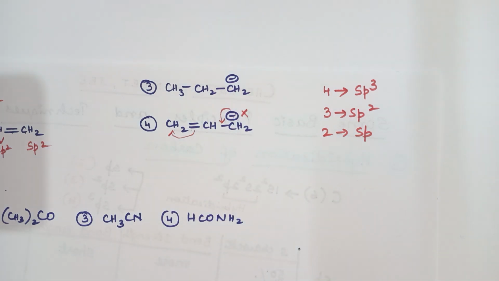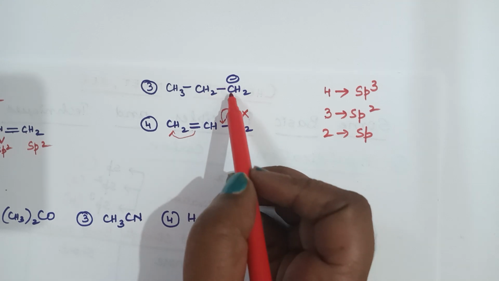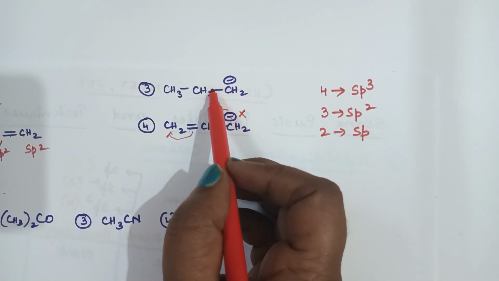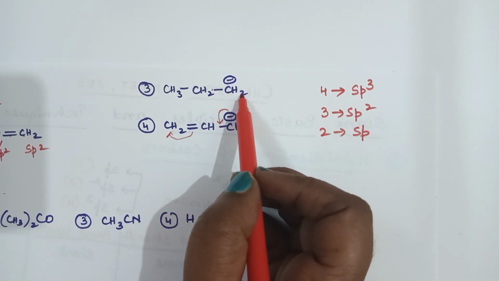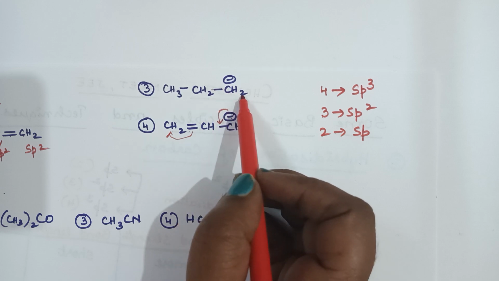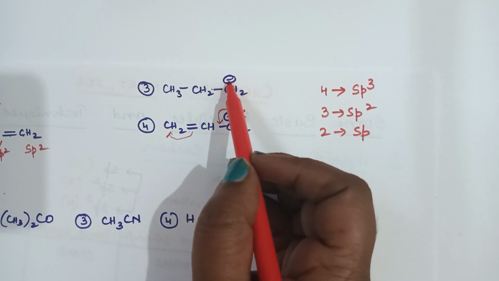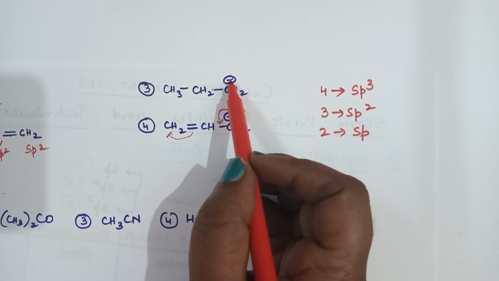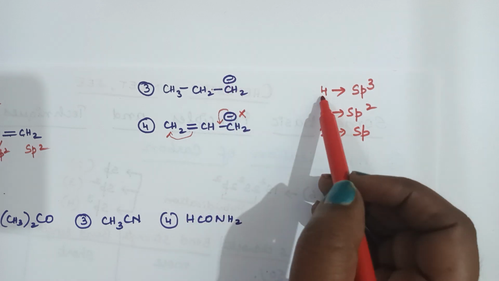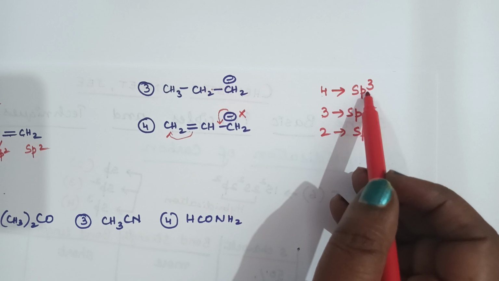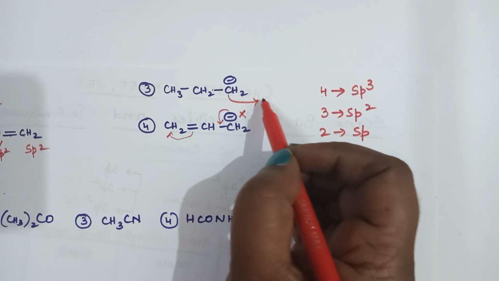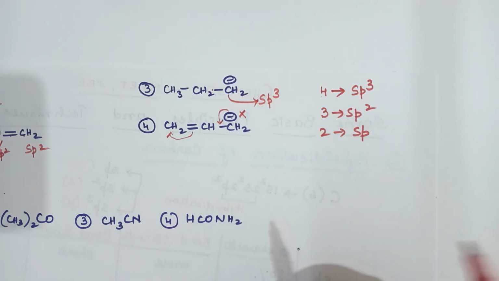Now count how many sigma bonds are present. To this carbon 1 sigma bond and here 2 hydrogen atoms are there. So 1 plus 2 will be 3. 3 plus 1 lone pair of electrons, which will be 4. So 4 means it is sp3 hybridization. So this carbon will show sp3 hybridization.